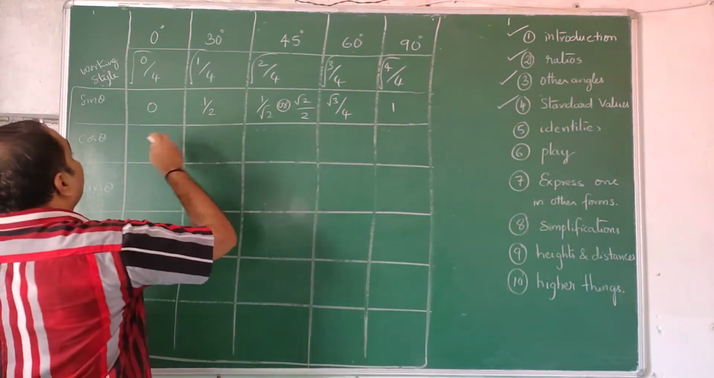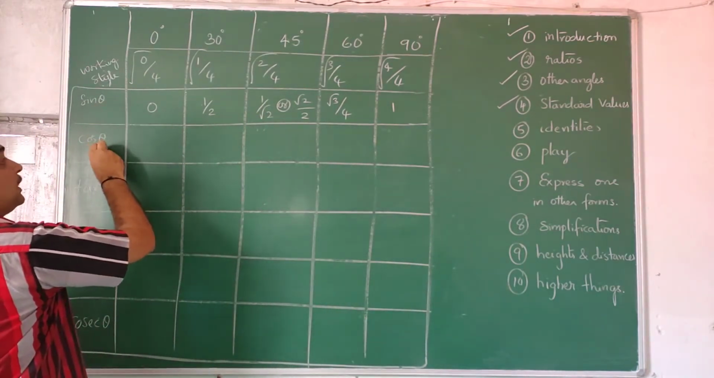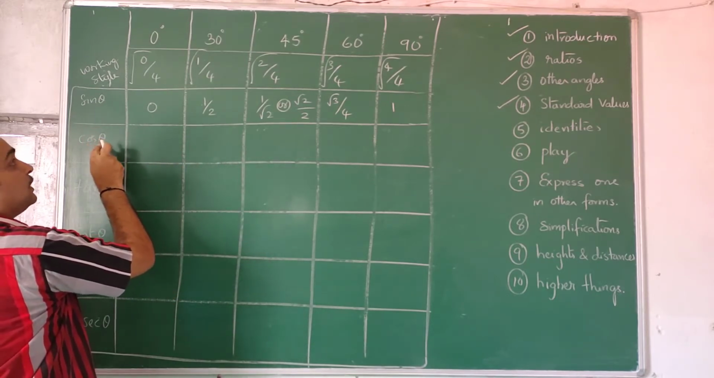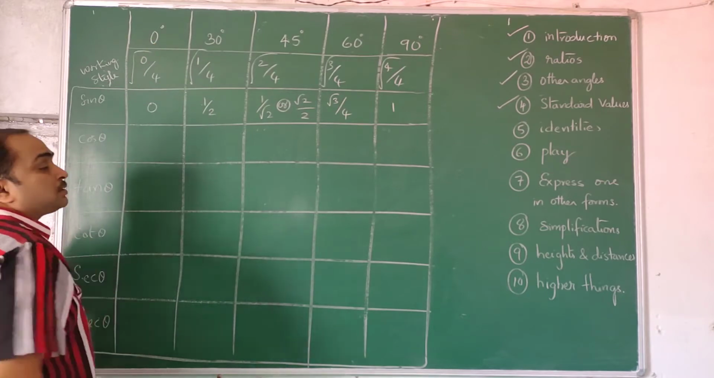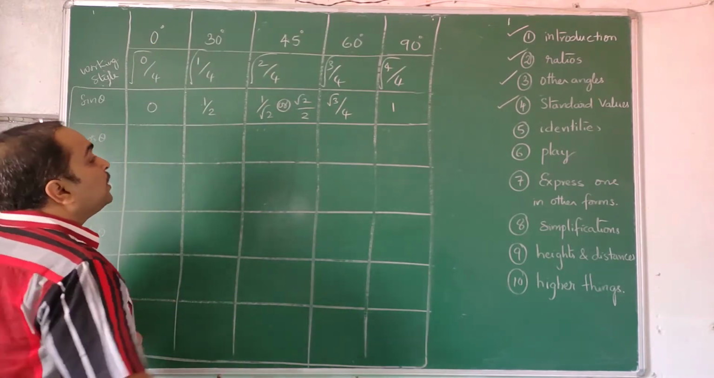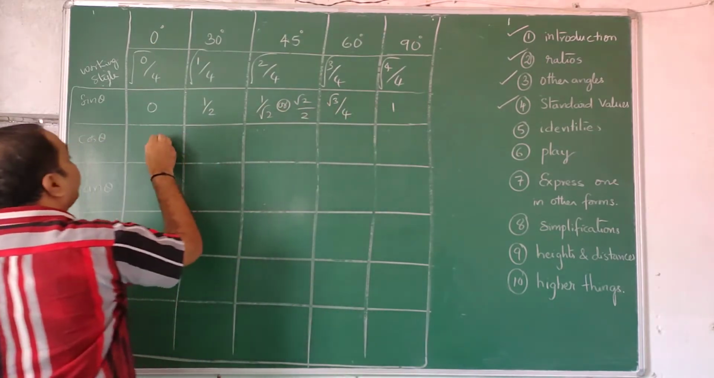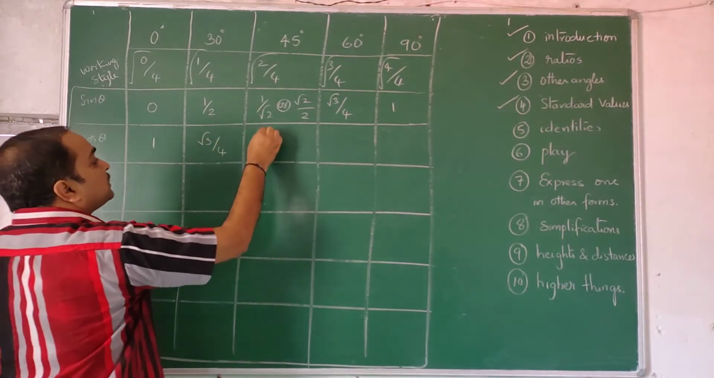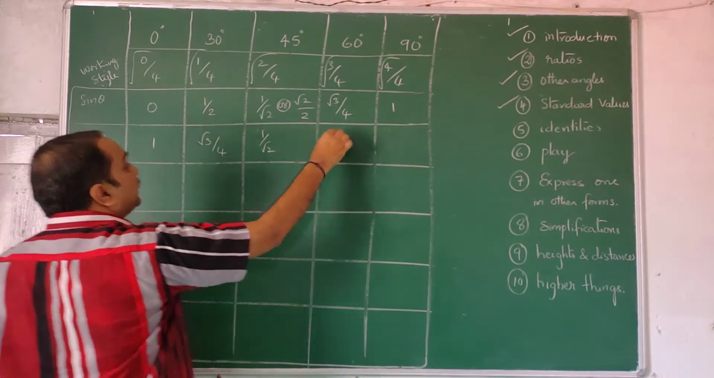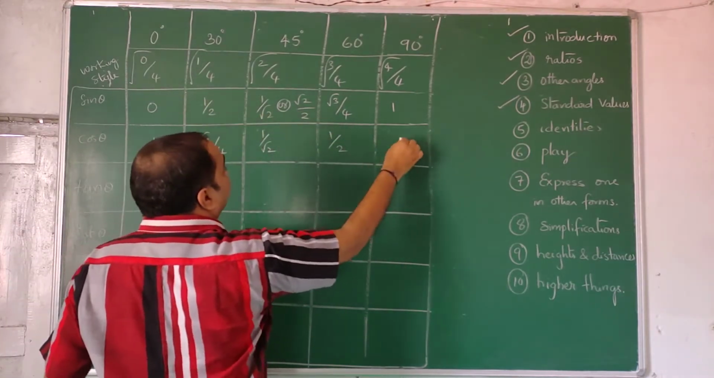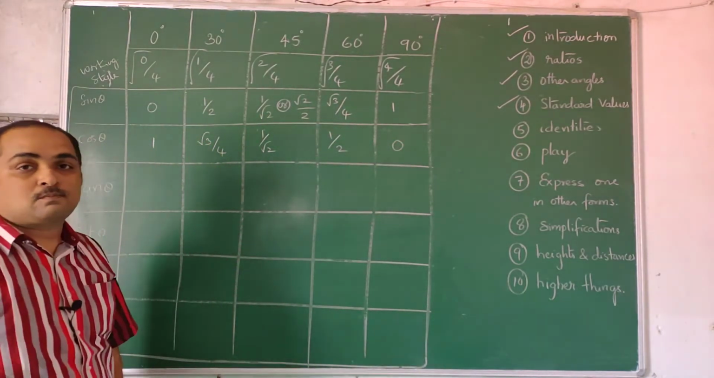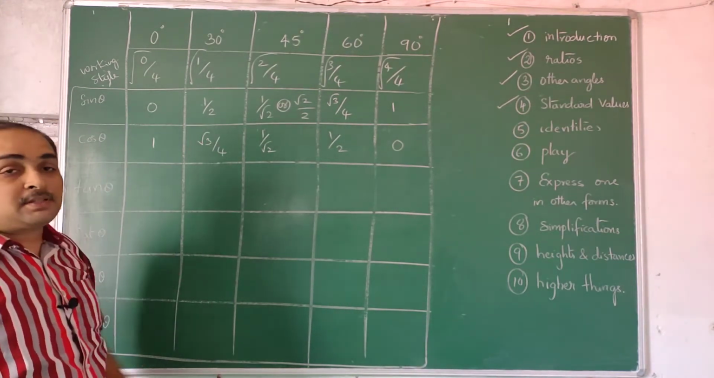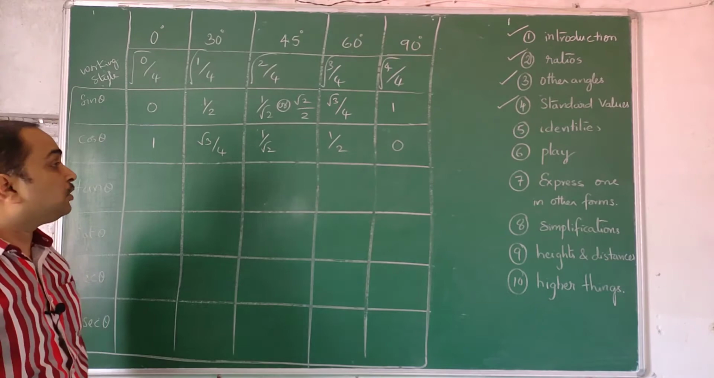Now, as I told, cos 90 minus theta is sin theta, sin 90 minus theta is cos theta. Cos 90 minus 0 is cos 90. So these values come here. This comes here. This will be as it is. This goes here. This goes here. Like that, we get sin 90 minus theta is equal to cos theta, cos 90 minus theta is equal to sin theta.